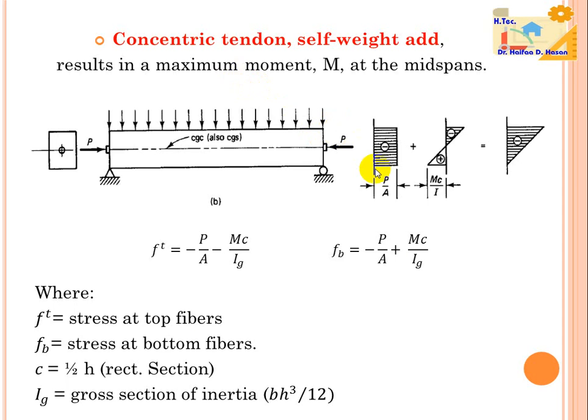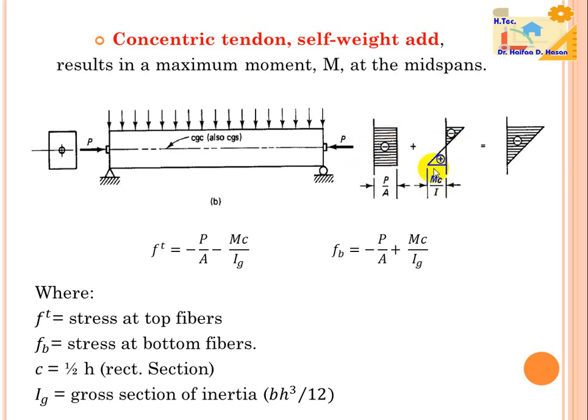In the last case, self weight is added. We can see first only the prestressing force, then the self weight added to the member, which makes compressive stresses in the top fiber and tension stresses in the bottom fiber. The stresses equal MC over I, where M here is the moment due to self weight.